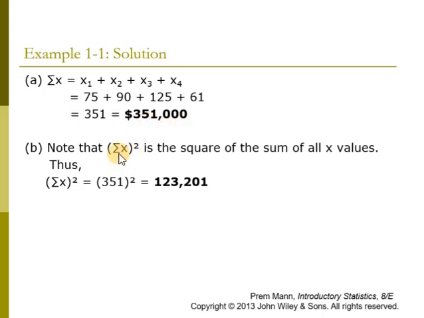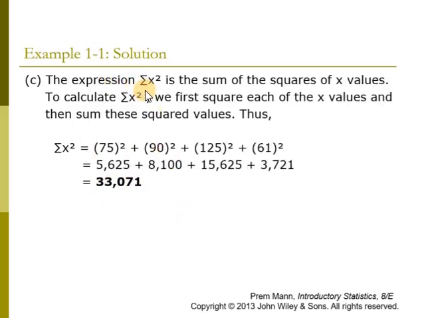So summation of x parentheses square, or sigma x parentheses square, is the square of the sum of all x values, then you have to calculate it this way. And here summation of x square is the sum of squares of x values. So every value here you have to square before you sum up, then you will get this value.